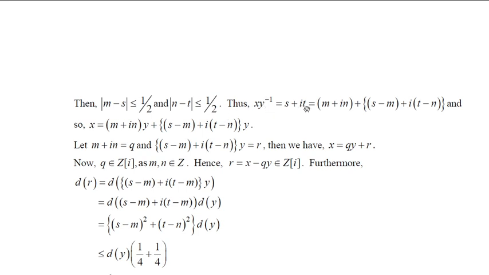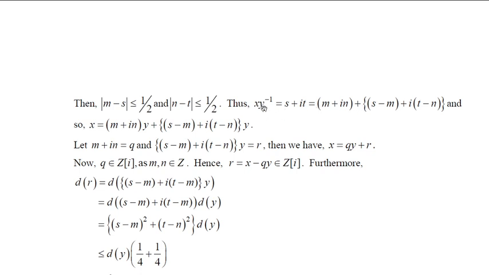This s plus it can be written as m plus in plus s minus m plus i into t minus n. See, minus m plus m cancels, and in minus in cancels, so you will get s plus it only. So we have added and subtracted m and in. We have rewritten this one.